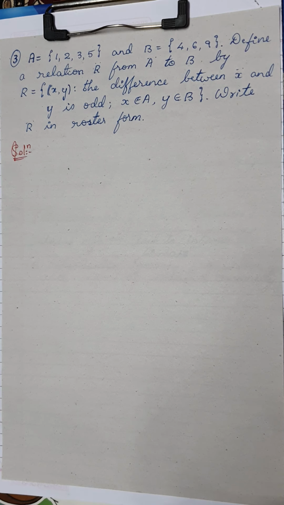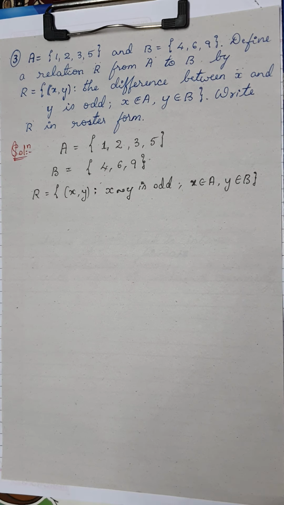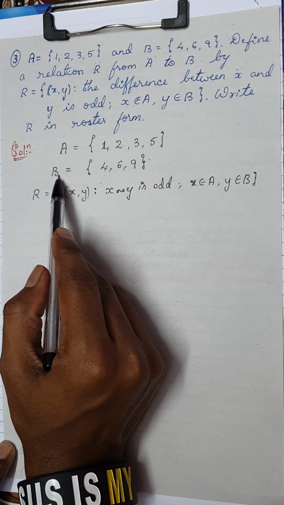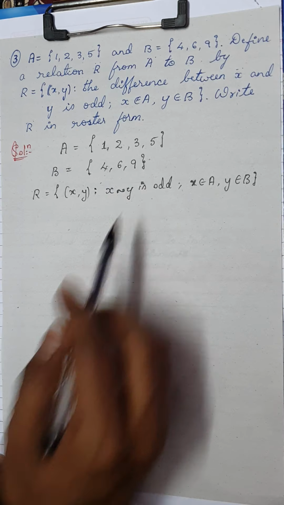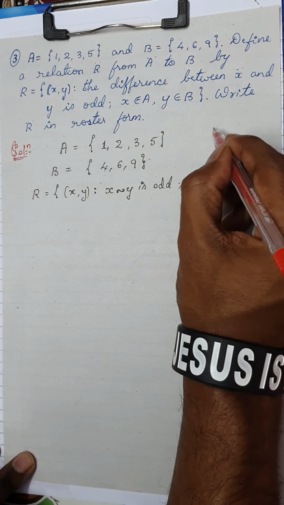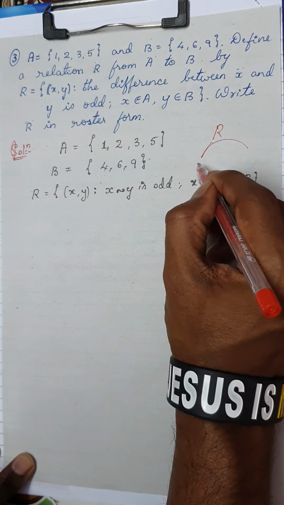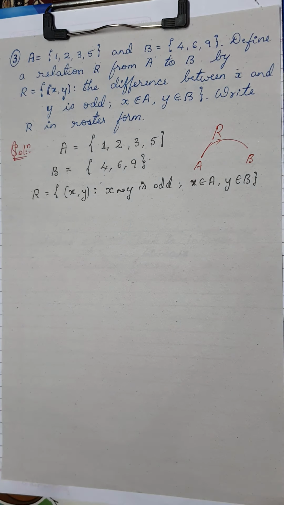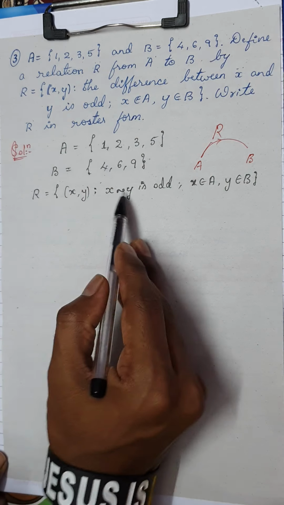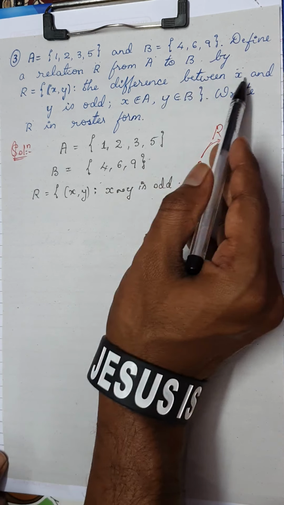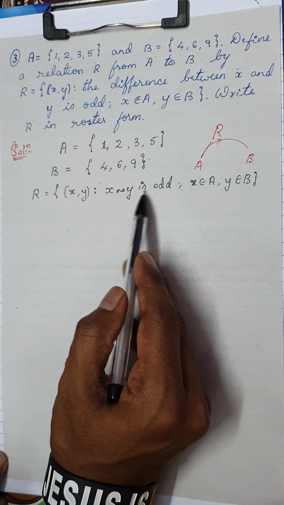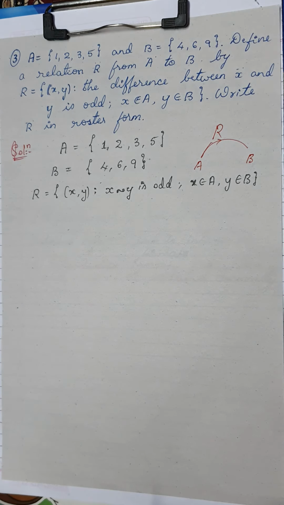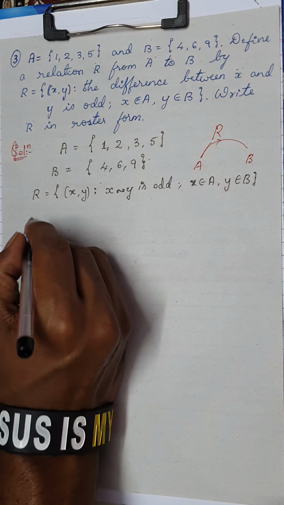First, let's write down the data given. Here comes set A, that is 1, 2, 3, 5 and set B, which is 4, 6 and 9. Please remember R is a relation from A to B. Now, what is the condition? Every x comma y such that the difference x minus y should be odd, where x belongs to the first set, y belongs to the second set. Let's carefully write the relation.